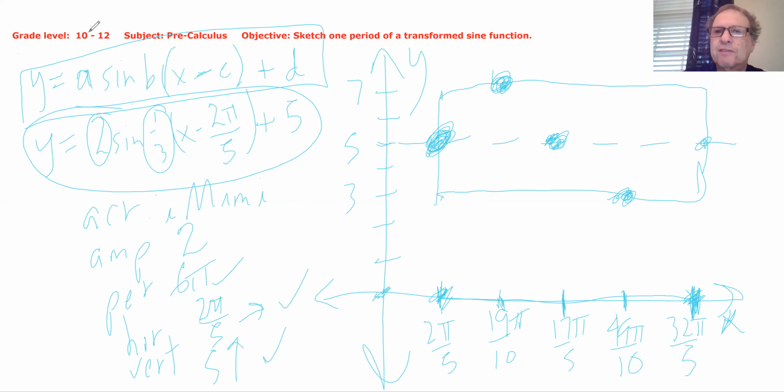And then we're going to use these 5 key points to carefully and smoothly create the sine curve. Done. Beautiful. 20 points for me.